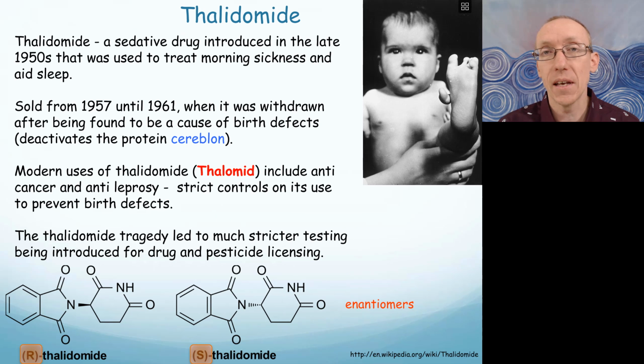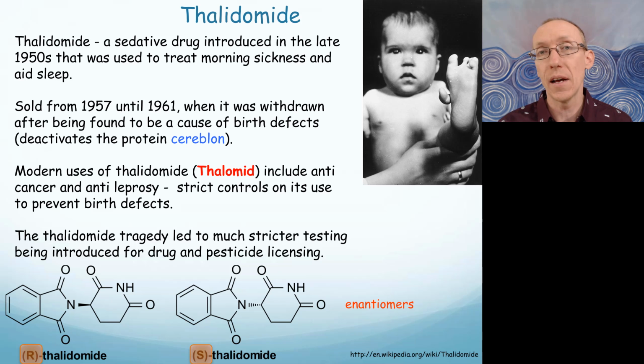A very famous, unfortunately infamous case of stereochemistry and its importance is the story of thalidomide. Thalidomide was introduced as a drug to treat morning sickness amongst pregnant women in around the late 1950s into the early 60s. It was only sold for a period of about 4 years or so in the US and some other periods of time in other countries.